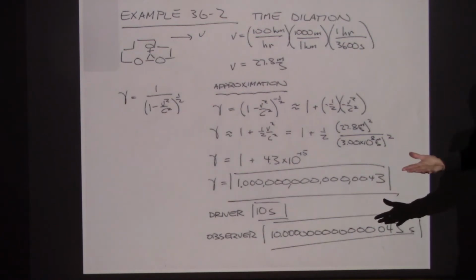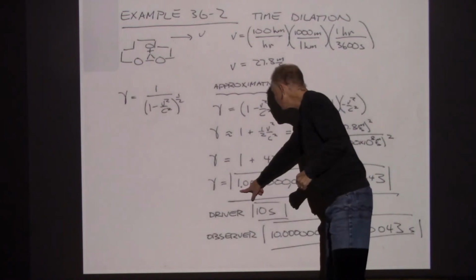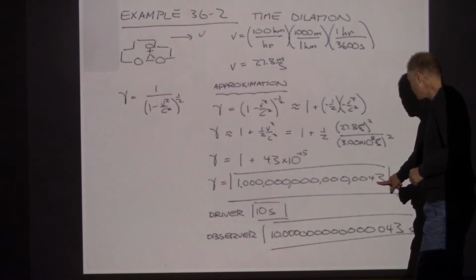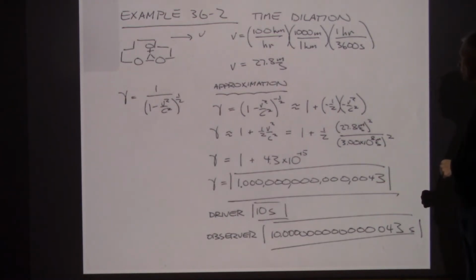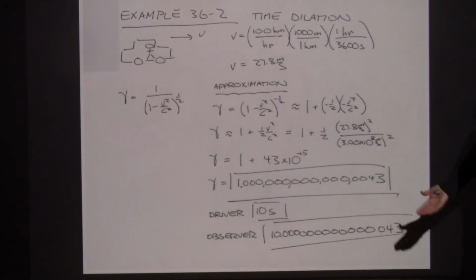If I had a display that would keep track of all those digits, it would look like 1.000000000000043. I put commas in just so we could keep track of groups of digits. But you can see, for everyday situations, the gamma factor is pretty much just 1. And so we don't measure length contraction. It's very, very difficult to measure that in everyday situations.